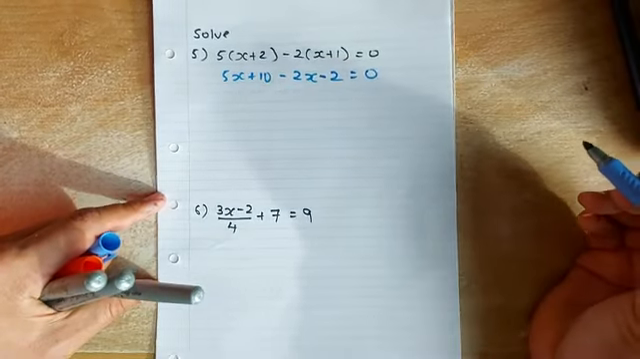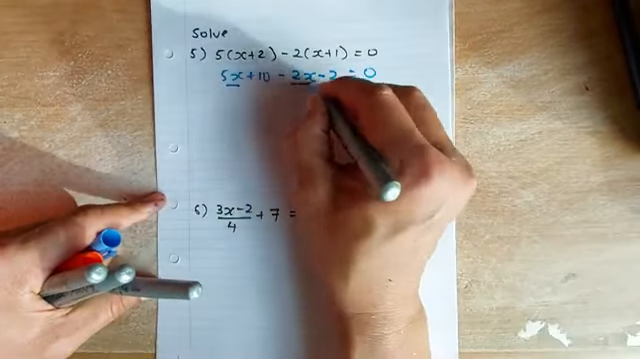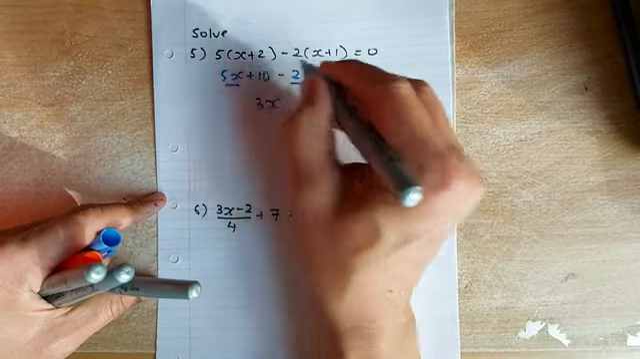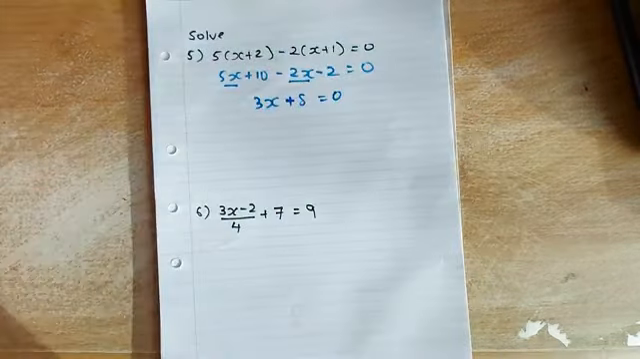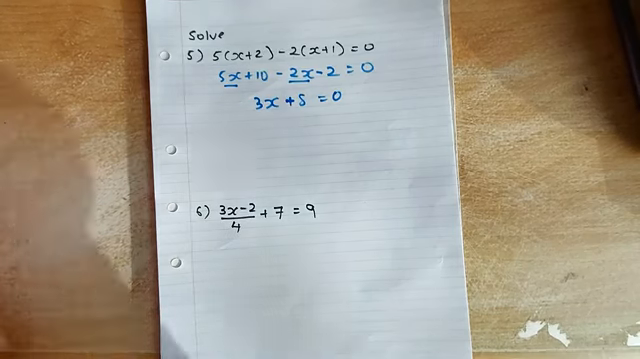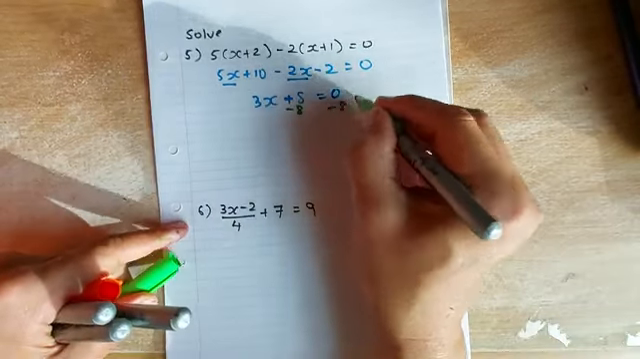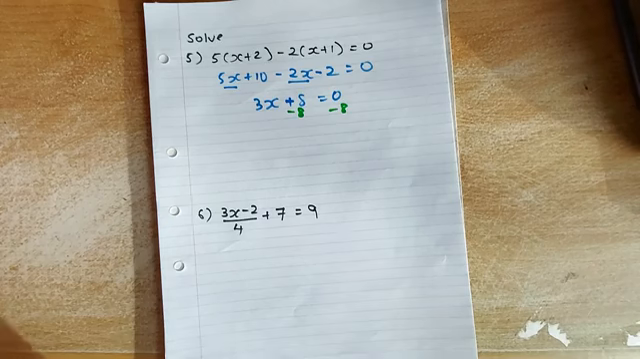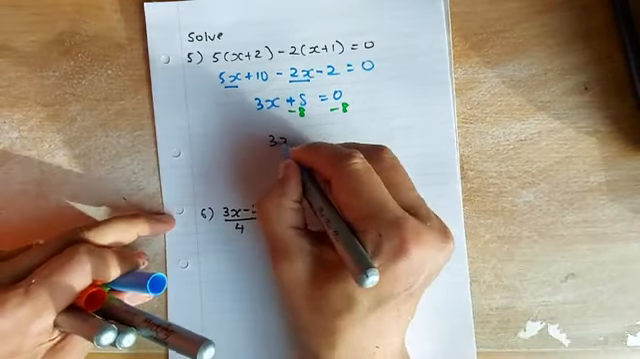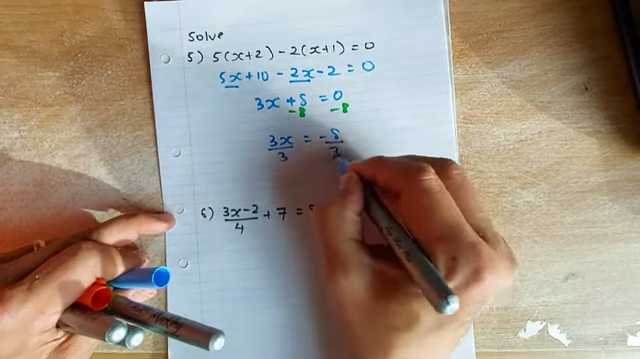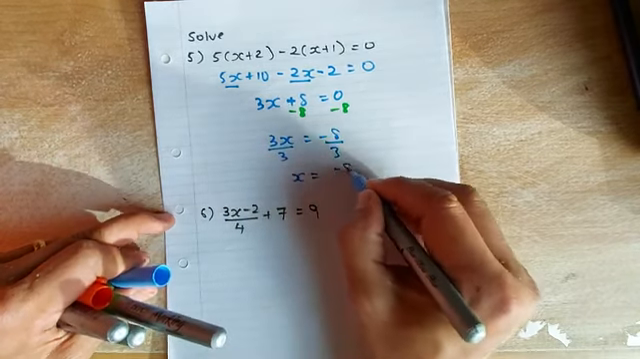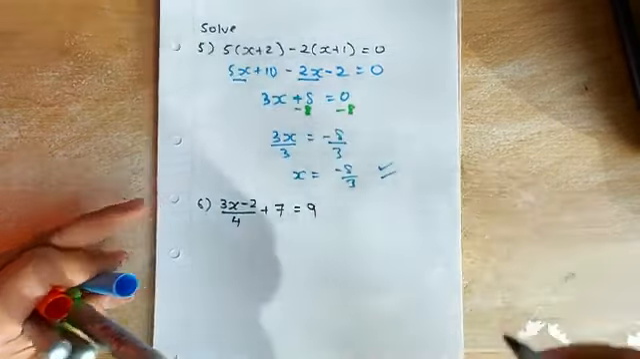So now what you're going to do, you do like terms. 5x minus 2x is going to be 3x. 10 minus 2 is going to be 8, equals 0. Next step, you're going to get rid of the 8. You minus 8 on the left, minus 8 on the right. So you got 3x equals negative 8. And the last step, you divide by 3. And the answer, x equals minus 8 over 3. And that is double tick.